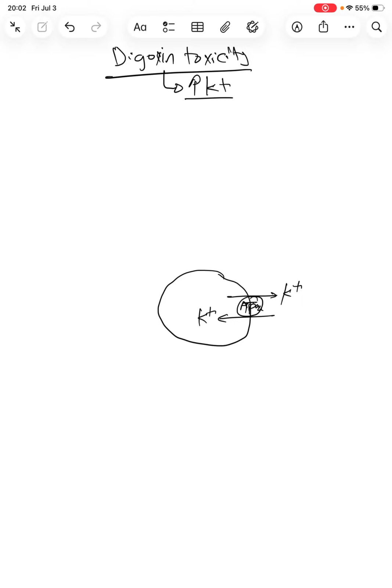Today we will talk about digoxin toxicity as a cause of hyperkalemia. So how digoxin can cause hyperkalemia, and how we should treat it. First of all, let's talk about how digoxin works.